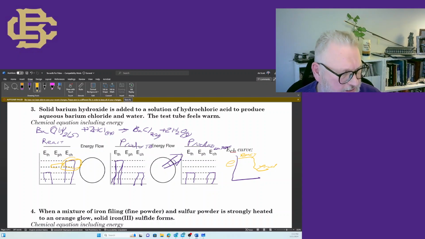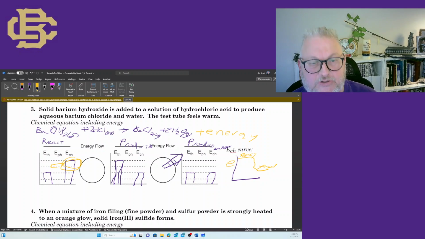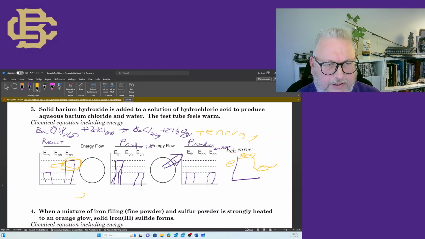So where did this energy go? Okay, so the energy here was given off right there. Right there. So this reaction produced energy, and it was given off from the system into the surroundings. So we would say that energy was given off, or it was exothermic. So this reaction would be exothermic.